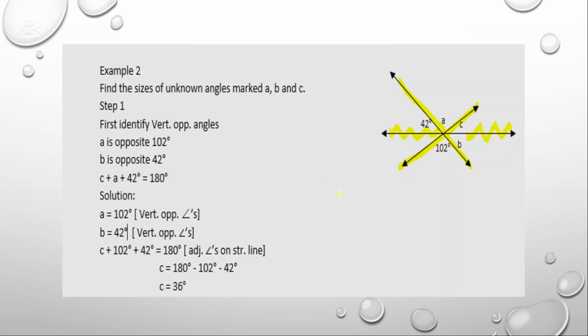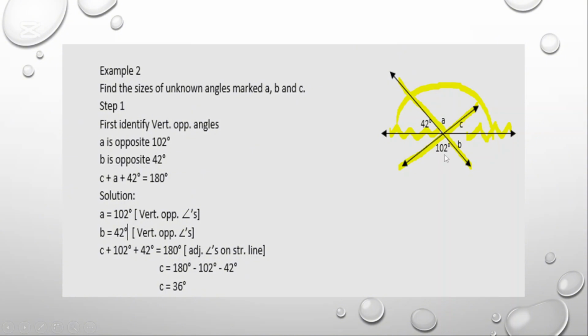Then the angles on a straight line. C, A, and 42. There's three angles here. Right. C, A, and 42. They are on the same side, above this line here. They're above that line there, so they are equal to 180 degrees. So we start.